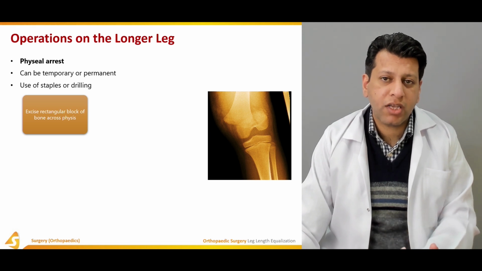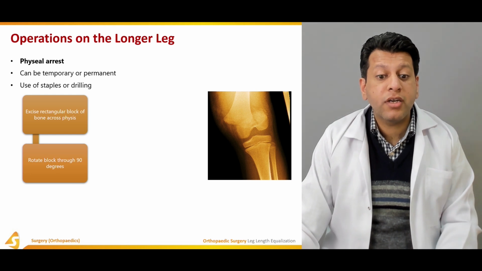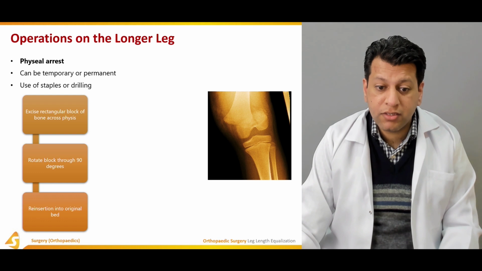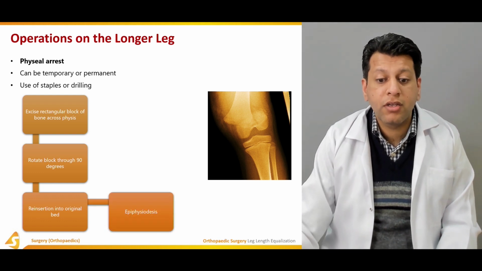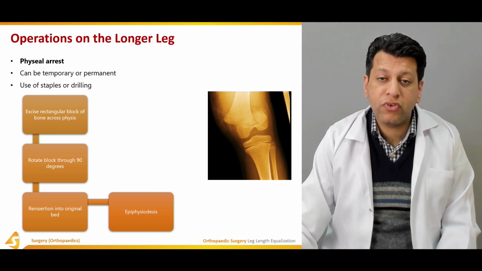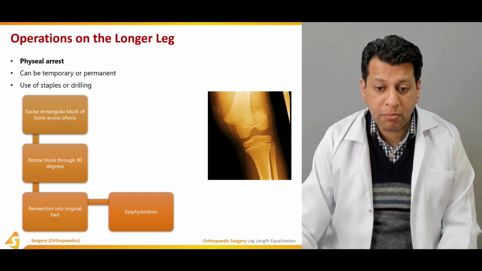then this physeal bar can simply be resected, or it could be rotated through 90 degrees and put back in so that it does not affect the growth much. That is only when less than 2 years of growth is remaining. Another option is epiphysiodesis. Permanent epiphysiodesis can be done by drilling, or temporary epiphysiodesis can be done by use of staples.